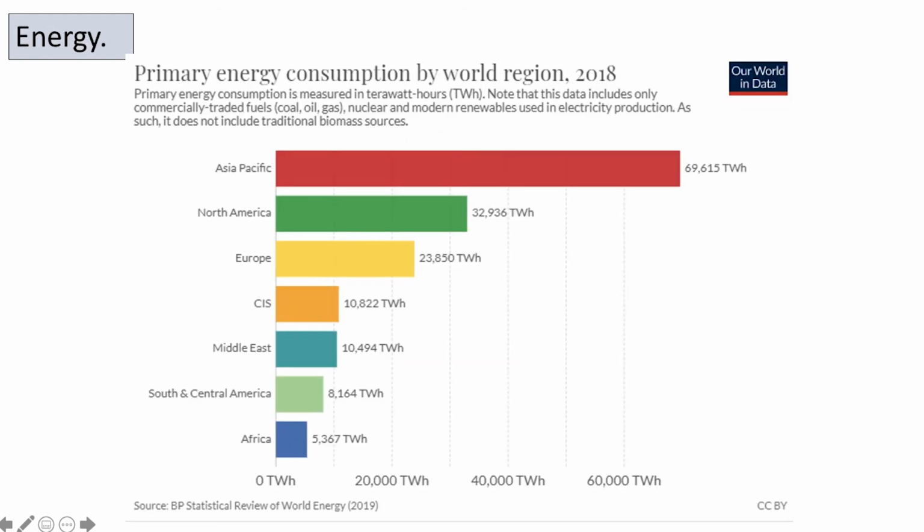Moving on now to look at energy. So if we take a look at this bar graph, we can look at primary energy consumption by world region in 2018. It says underneath, primary energy consumption is measured in terawatt hours. Note that this data includes only commercially traded fuels such as coal, oil and gas, nuclear and modern renewables used in electricity production. As such, it doesn't include traditional biomass resources.